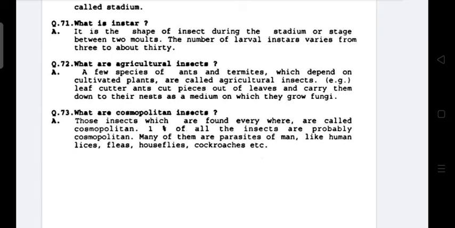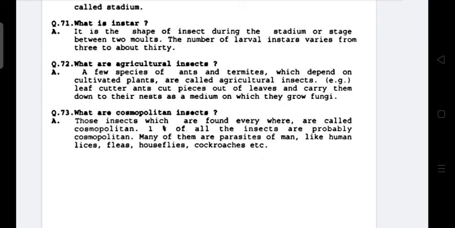What are agricultural insects? A few species of ants and termites which depend on cultivated plants are called agricultural insects. Leaf cutter ants cut pieces out of leaves and carry them down to their nest as a medium on which they grow fungi.